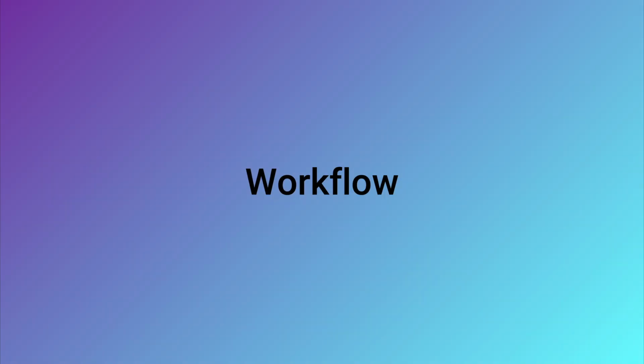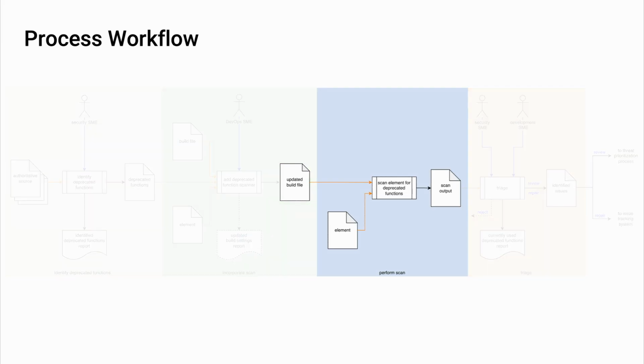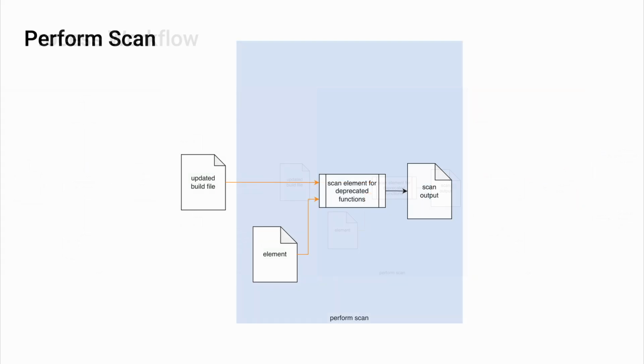Before getting into how we perform the scanning activity, let's briefly review where it fits in the overall deprecated functions process. Here's the deprecated functions process, which we previously covered in the deprecated functions overview training. Our focus for this training will be on the third activity, that of performing the scan. In the perform scan activity, the updated build file invokes the tool used to take the element under consideration and scans for deprecated functions. This will yield a scan output file. Ideally, this would be done in the context of the CI/CD pipeline and without manual intervention.